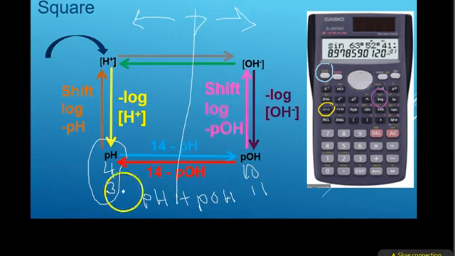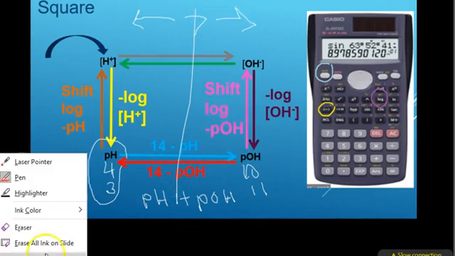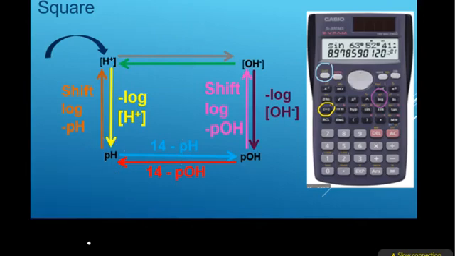Anything greater than 7 is basic. So the two numbers add up to 7. And across the top, to go from the hydrogen ion to the hydroxide ion concentration, if you're going to the right, it's 1 times 10 to the negative 14 divided by whatever number you had there. And if you're going the opposite direction, it is 1 times 10 to the negative 14 divided by your hydroxide ion concentration.